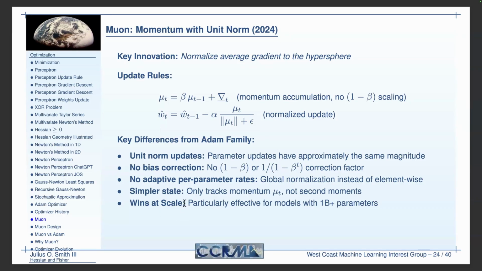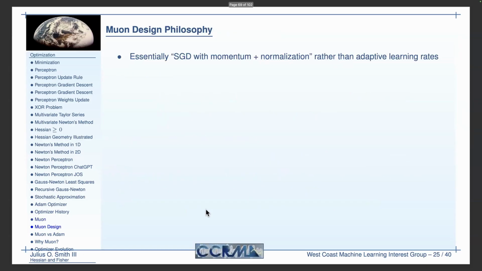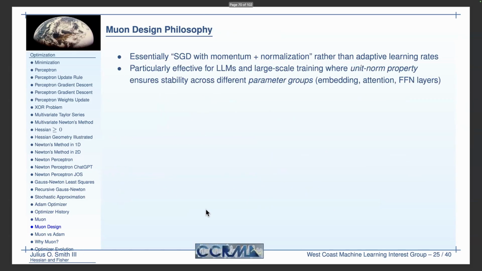And so the word is that it wins at scale, and that's what people are reporting. So the design philosophy is it's stochastic gradient descent with momentum plus normalization of the overall gradient. So it's the gradient being projected to the hypersphere or scaled to the hypersphere as opposed to normalized component by component.